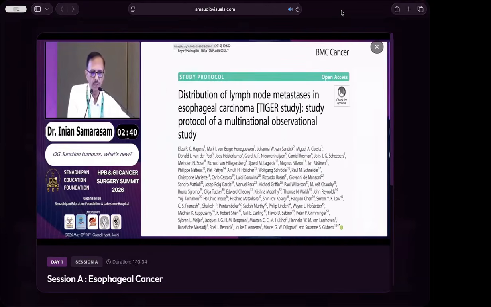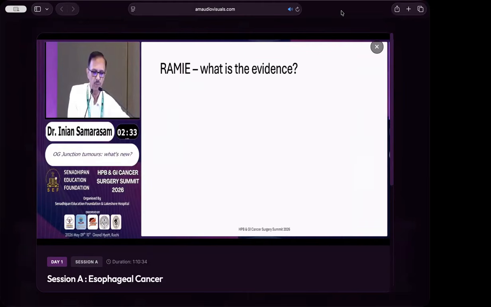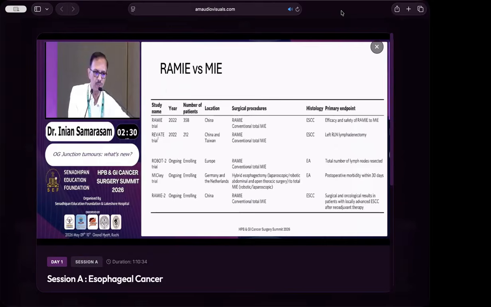And of course, this is purely adenocarcinomas, looking at the TIGER study, looking at the involvement of the nodes in adenocarcinomas. And lastly, about robotic and esophageal surgery. So we've got a few randomized controlled trials. The RAMIE trial looked at squamous cell carcinomas. This is from China. And the advantage was, of course, the lymph node yield. And they also saw that the timing required was lesser in robotic.